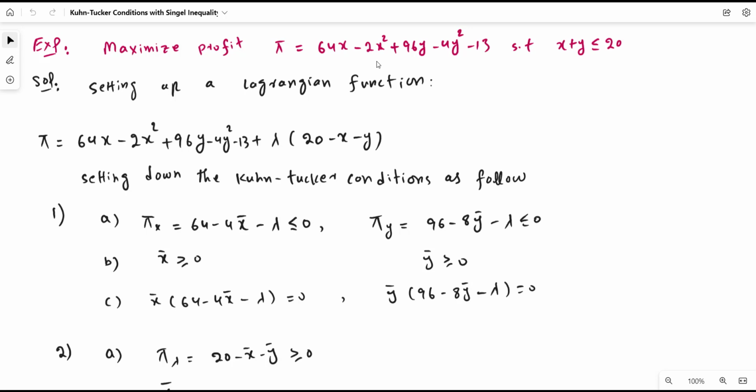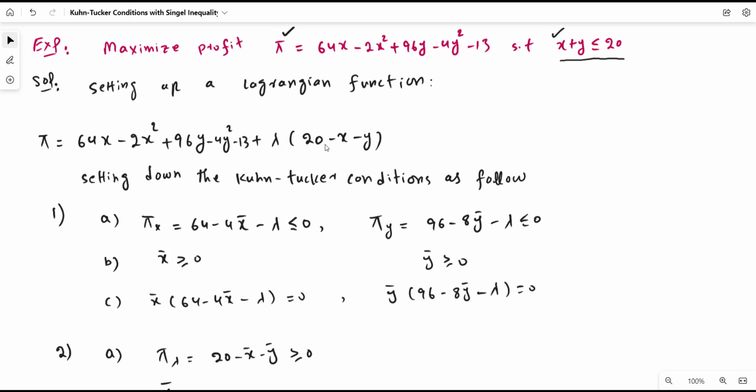We have a profit function, and we want to maximize this profit function subject to this given level of output. Note that this is a single inequality constraint, right? We will optimize another economic function subject to multiple inequality constraints in the upcoming video. Okay, so let's see how we can apply the Kuhn-Tucker conditions to maximize this profit function.